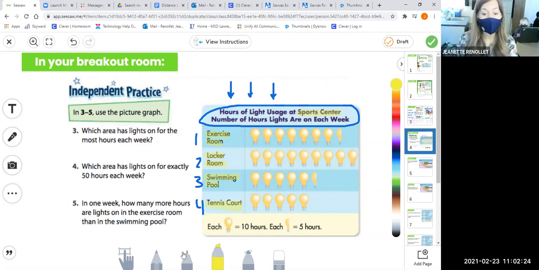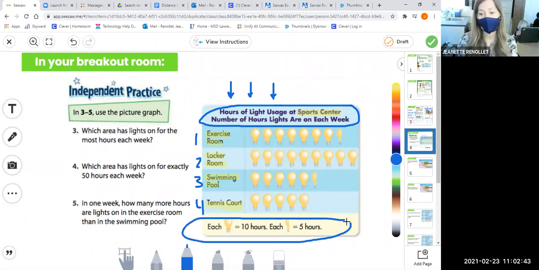Okay. Finally, I need to think about my scale. Remember, in 3rd grade, we don't always count by 1. 1 light bulb does not equal 1 hour. Let's go find what our scale does count by. Let's look below at the key to determine how to skip count, how to read the graph. 1 light bulb is equal to 10 hours. If you see half a light bulb, it's equal to half of 10, which is 5.